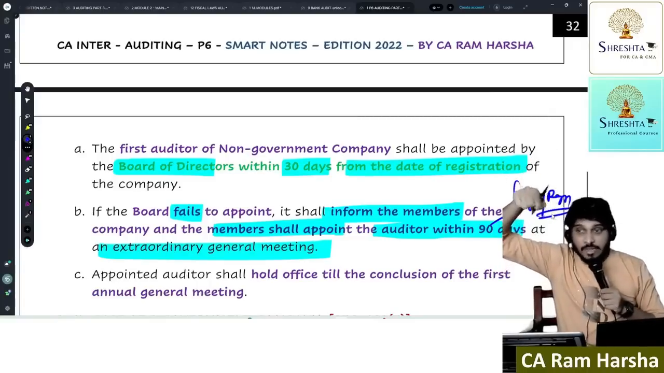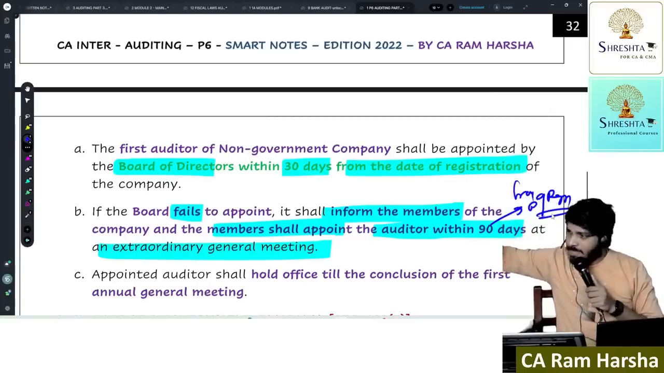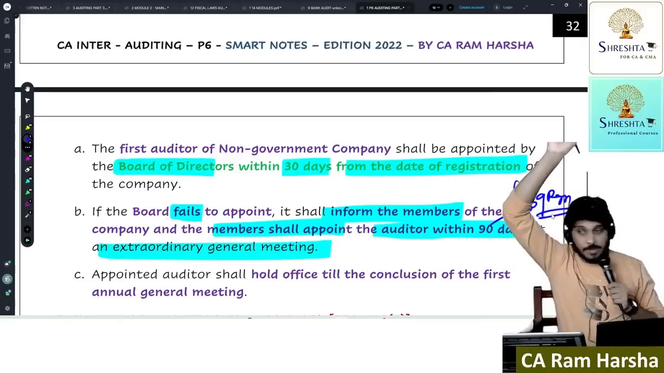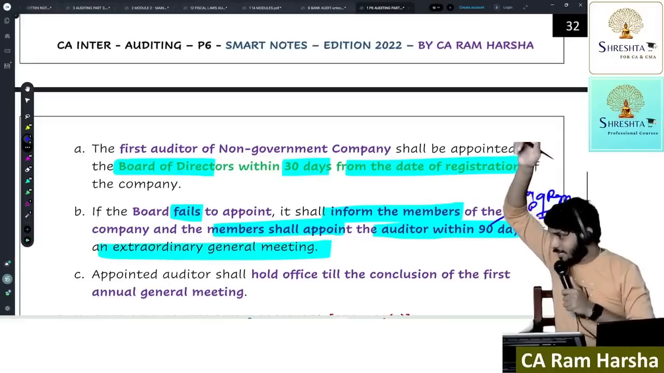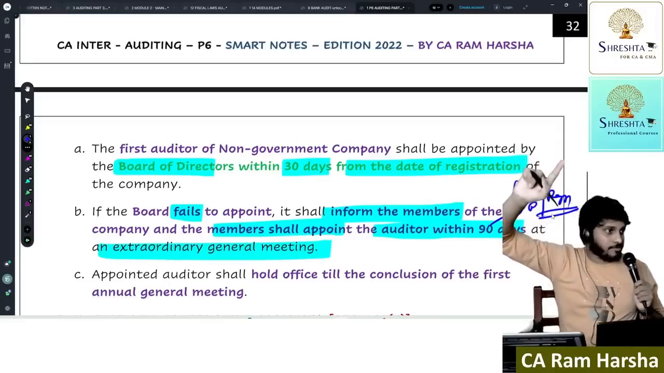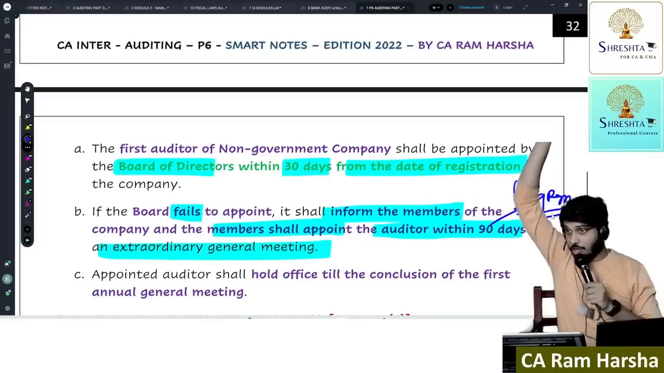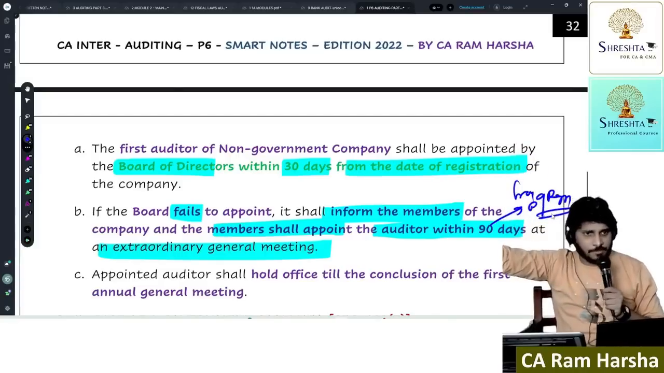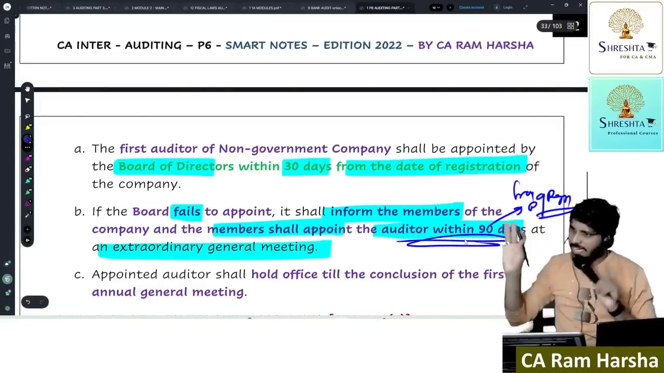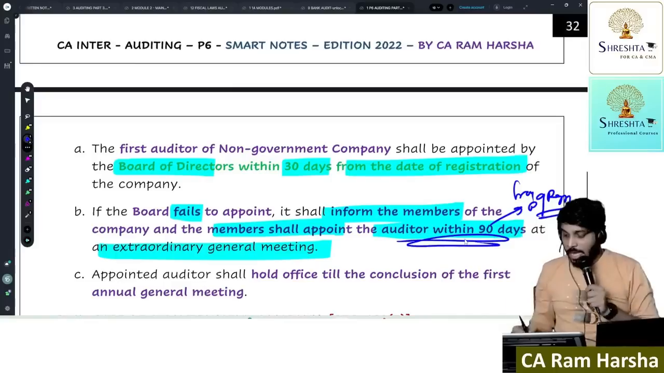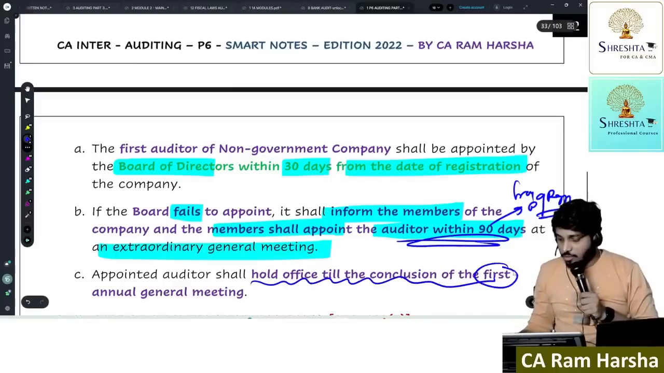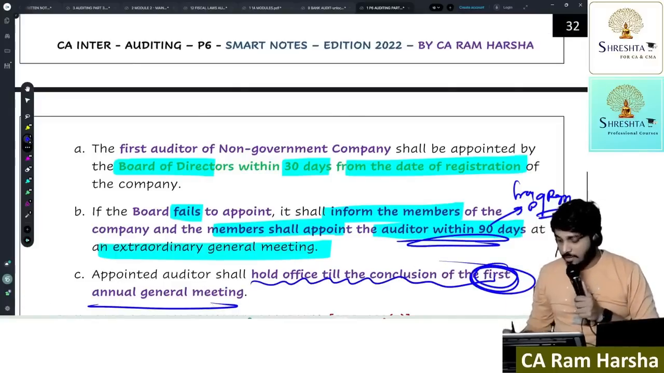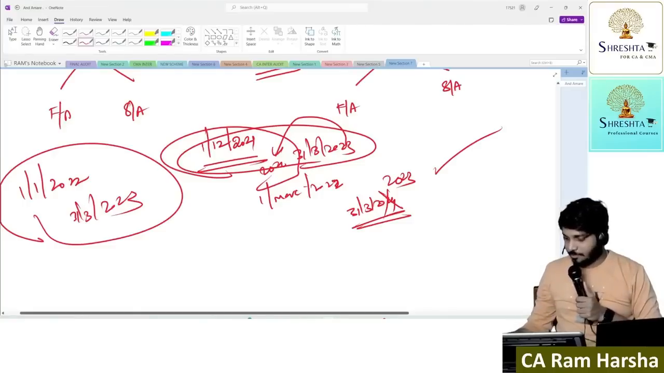But instead of defining the next 60, what did they say? Just within 90. Now 90 means what? From which date? Incorporation date. Are you getting it? But don't write the 60 days. Don't even mention from incorporation. Just understand that, and simply write within 90 days. That's it. Are you clear? And the auditor will hold office till the conclusion of the first AGM. Clear? Now, we'll take an example here.